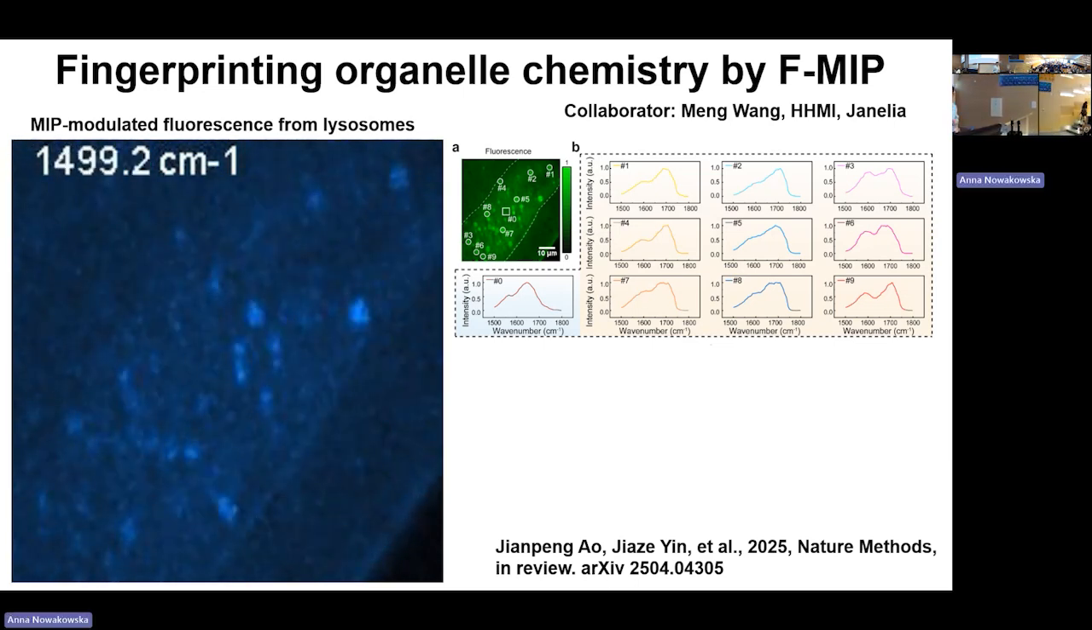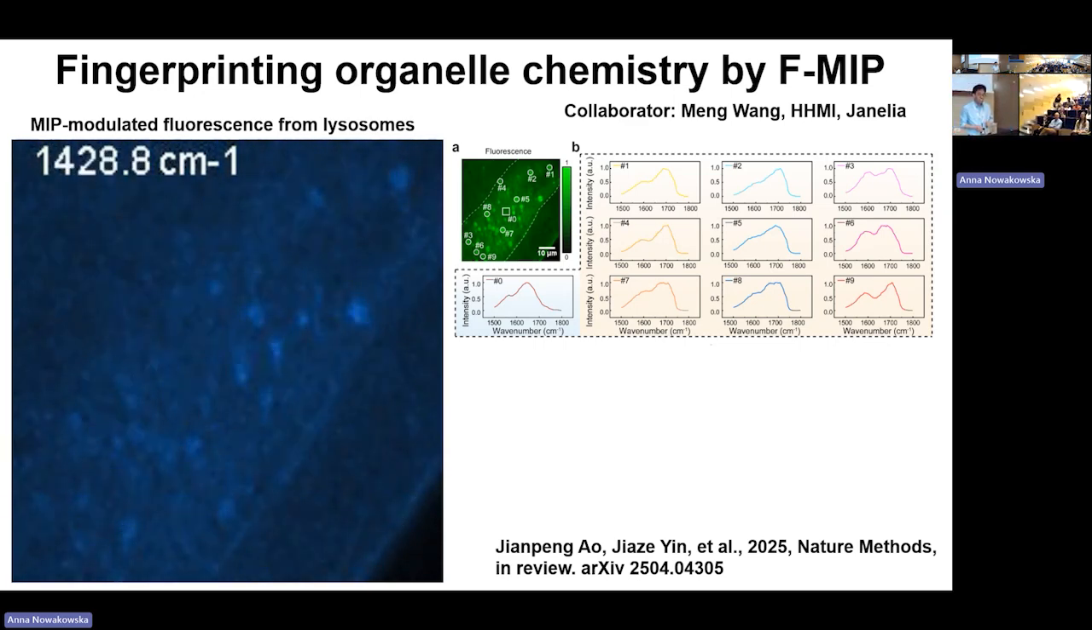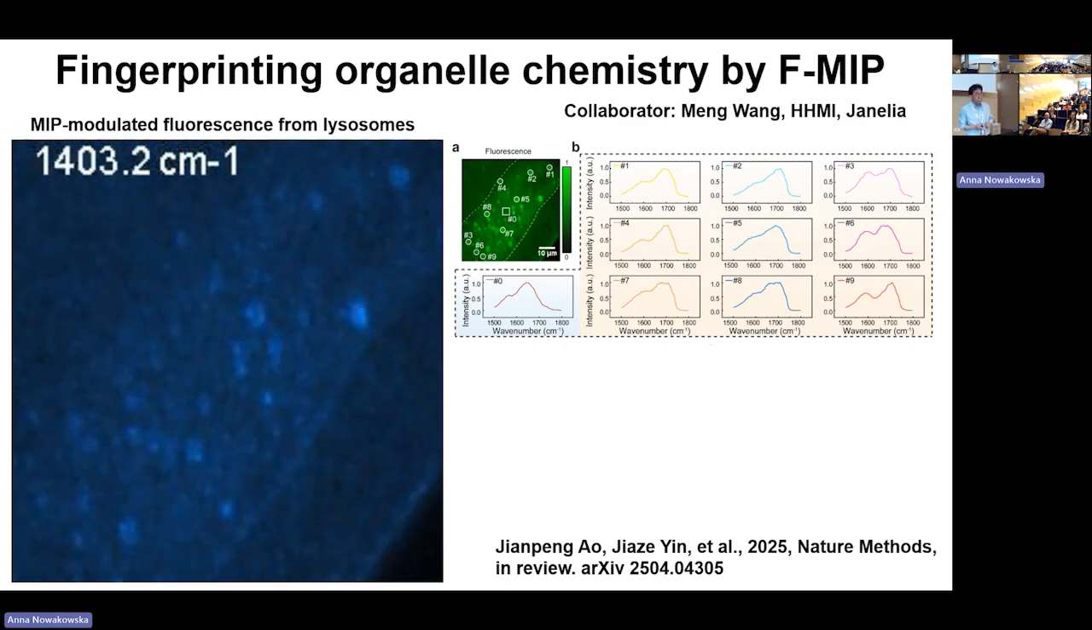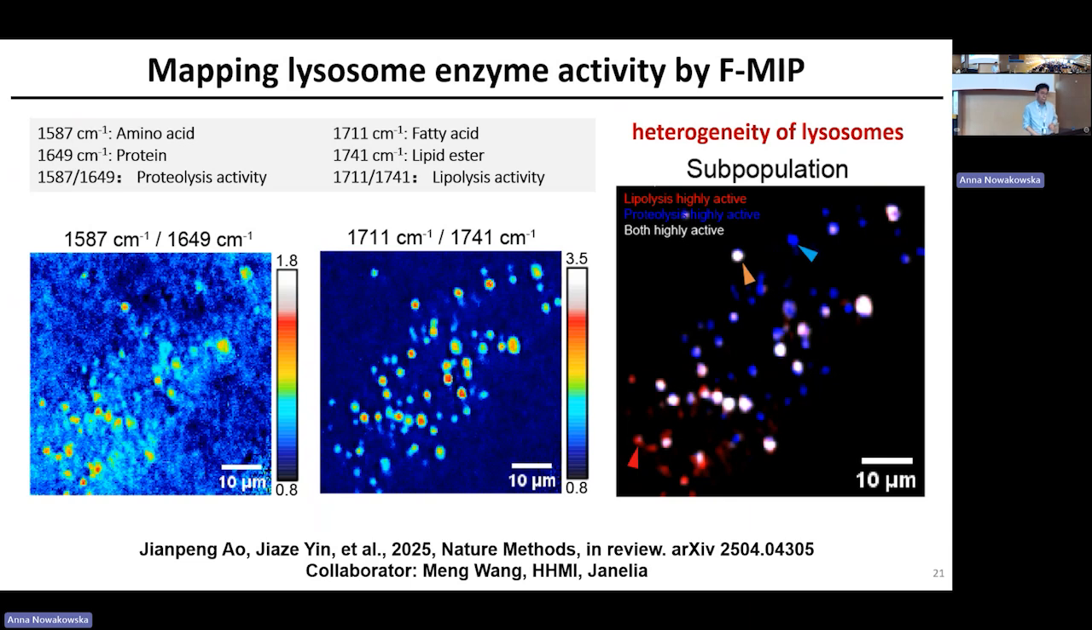So then you can do spectral unmixing, right? Those are the established methods. You can decompose each curve into major components. And this is very informative. So for example, by peaks from amino acids versus protein, we can tell the ratio of amino acids versus protein. And that tells the proteolysis activity.